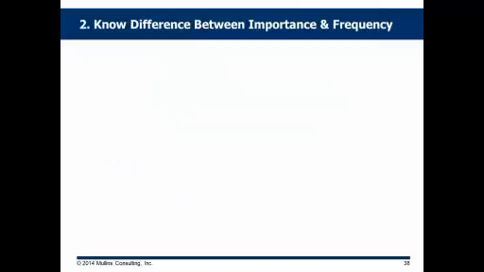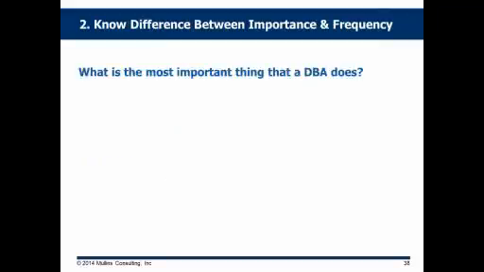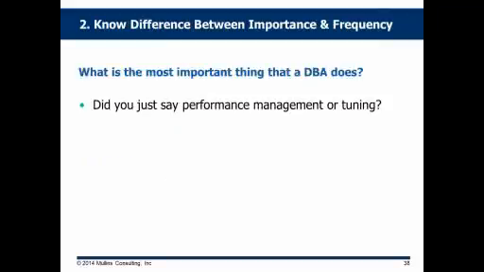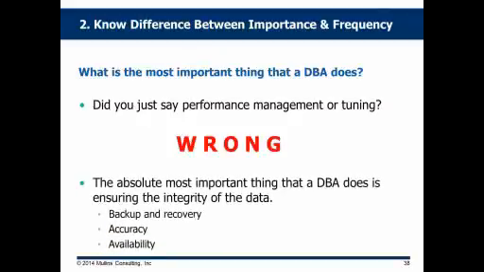Know the difference between importance and frequency. What's the most important thing that a DBA does? Usually people here say, well, performance. And what you're doing is confusing importance and frequency. Yes, you probably are doing performance management and tuning more frequently than you're doing other things. But really, the most important thing that a DBA does is ensure the integrity of the data, whether it's the accuracy and availability of it, like I was talking about with check constraints and referential integrity, or it's backup and recovery, making sure that if something goes wrong, you can recover that data to the point in time, to the recovery time objective of your organization.